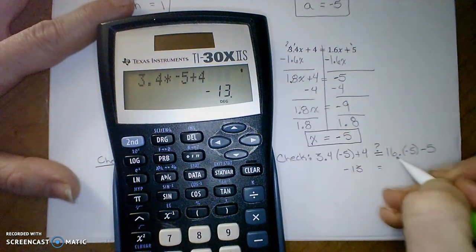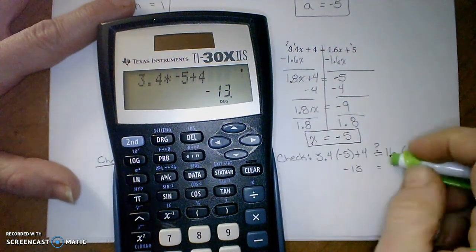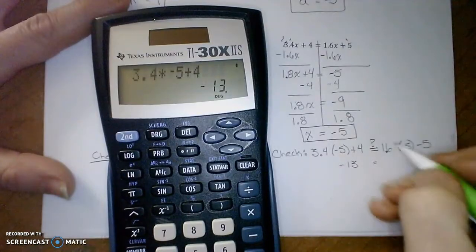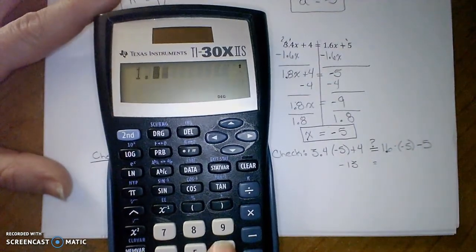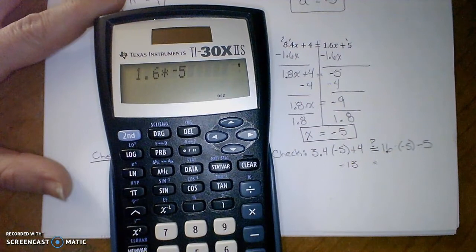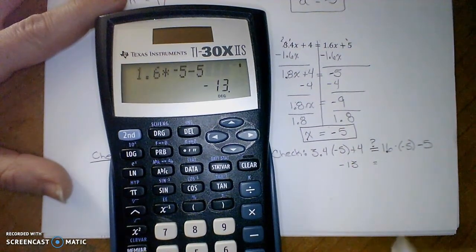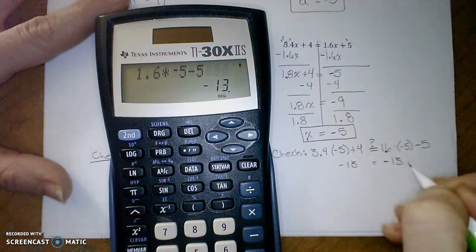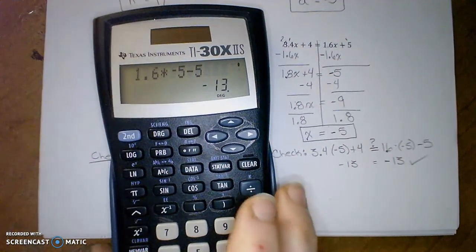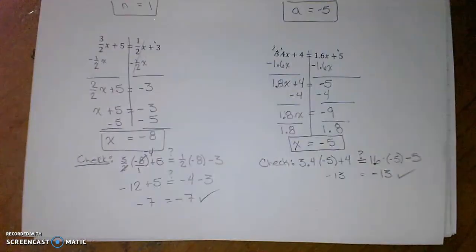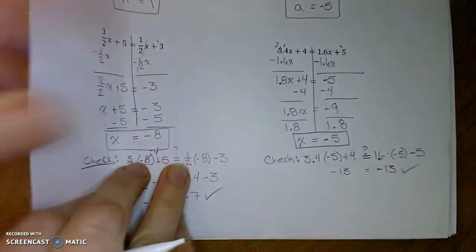Oops, I didn't write that down. 1.6, not 16. Got 1.6 times -5 and then minus 5. And over here I get -13 as well. So everything checks out. My answer is correct. All right, let's do a few more of these more complicated problems. One's involving the distributive property now.